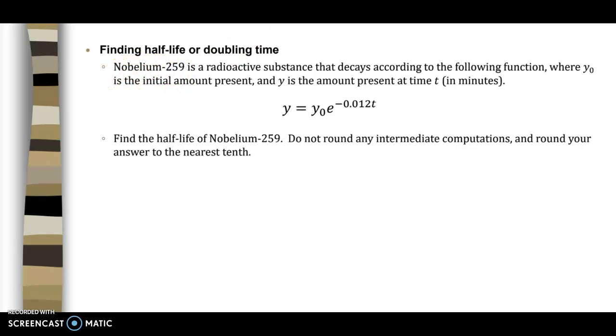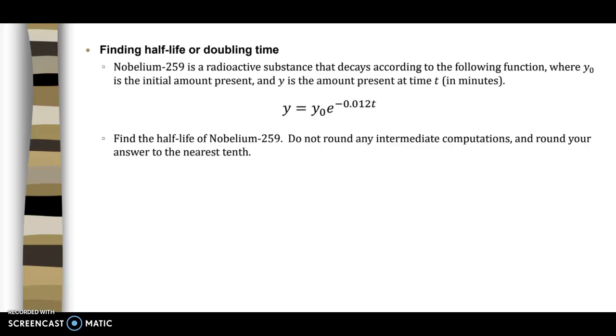Now a lot of times I see students, they see this name, Nobelium-259 or whatever name is given, and they put that number into the problem. This is just the name of the radioactive substance, so we're not going to worry about that number. But we're going to take a look and say, continue reading, where Y naught is the initial amount present.